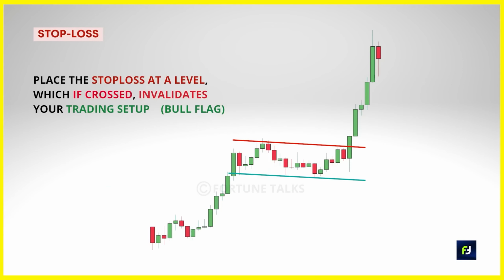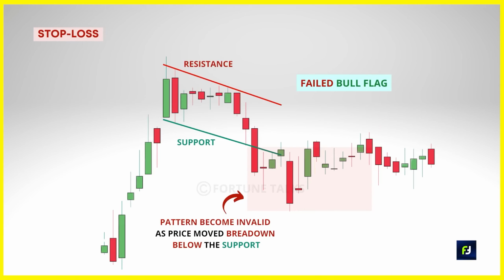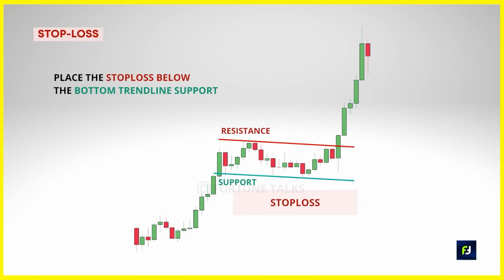It's simple. Your stop loss should be at a level that, if crossed, invalidates your trading setup. So what are we trading here? We are trading a bull flag, and the pattern becomes invalid when the price breaks and closes below the bottom trend line support. So you have to keep your stop loss below this particular support level. But there are still chances of long wicks which can take out your stop loss and then move higher in the desired direction, which can be pretty annoying.